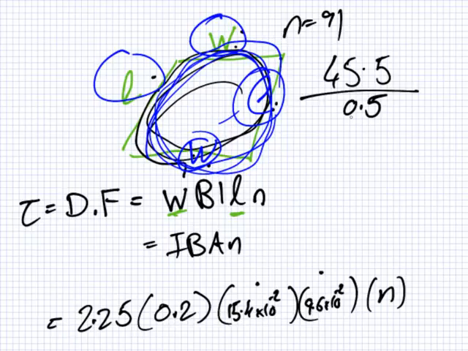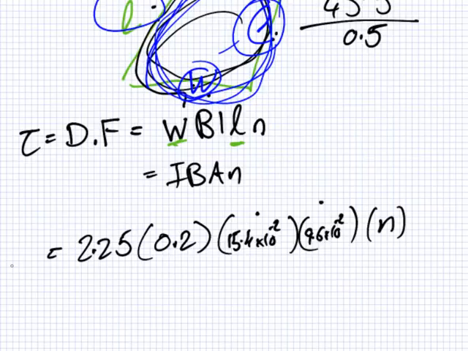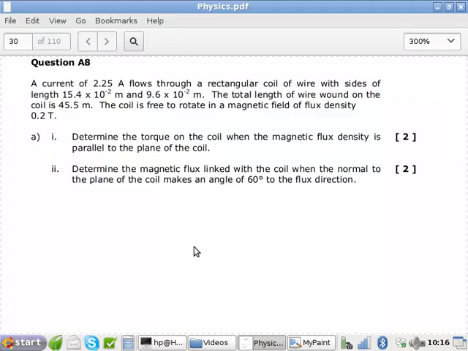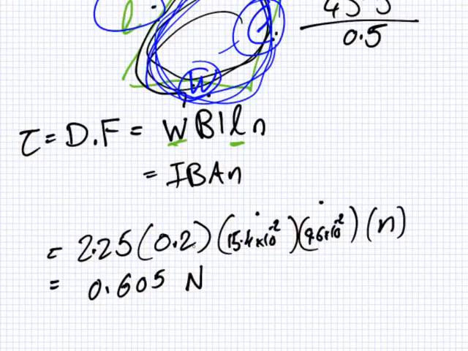So 2.25 times 0.2 times 16.4 times 10 to the minus 2 times 9.6 times 10 to the power of minus 2 times 91. 0.605 newtons. Now, I think the only difference in the B part is the angle is now 60.